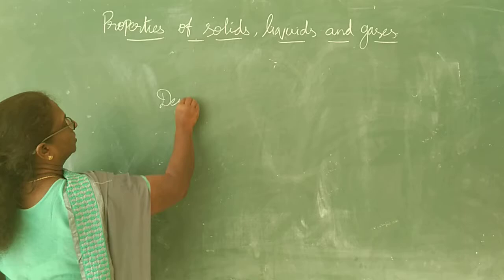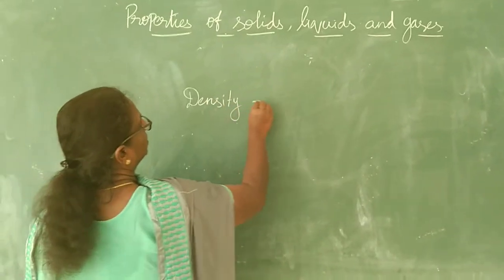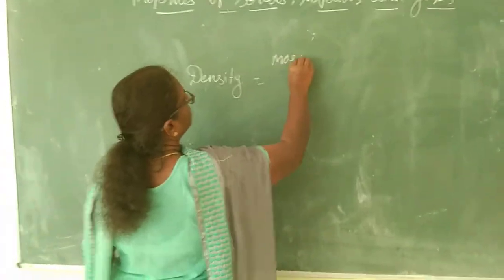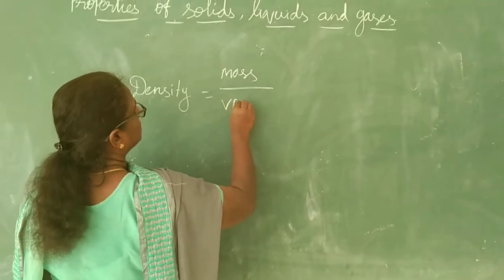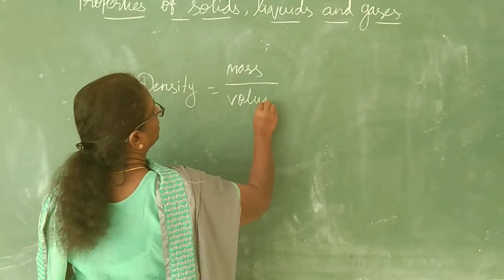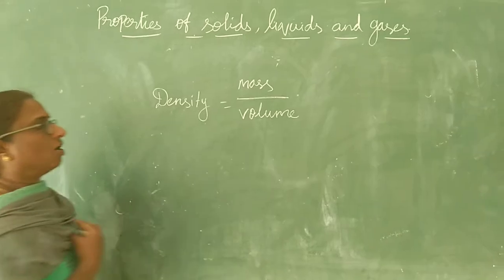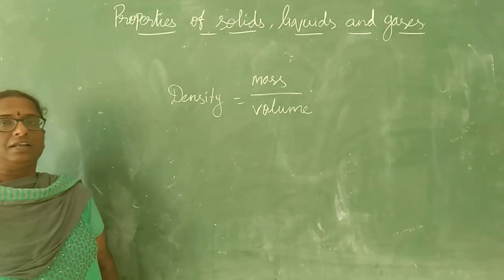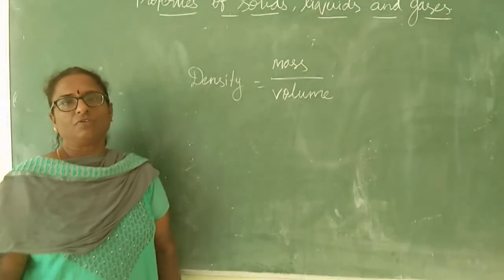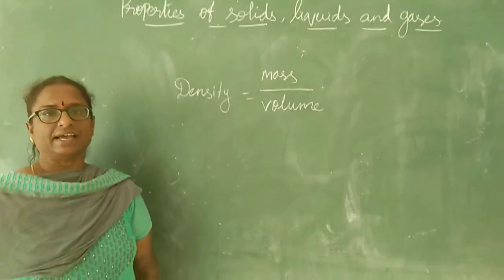Density is equal to mass per unit volume. Now, let us take the examples of solids, liquid and gas.